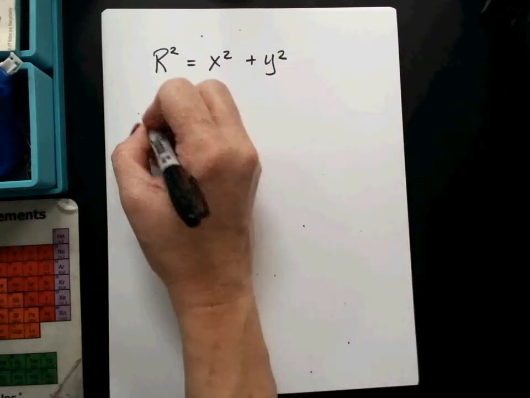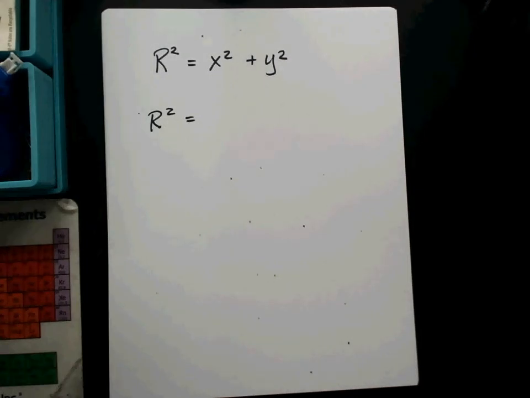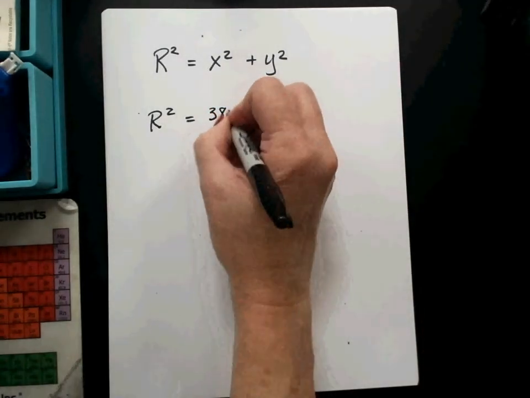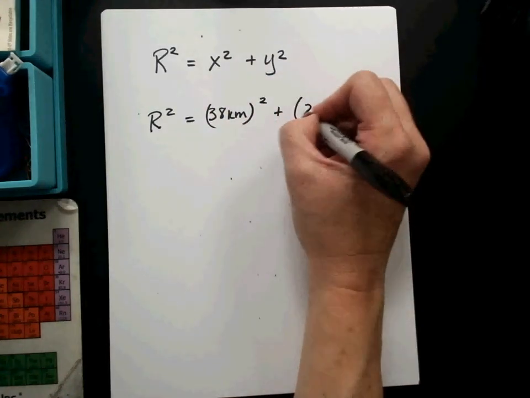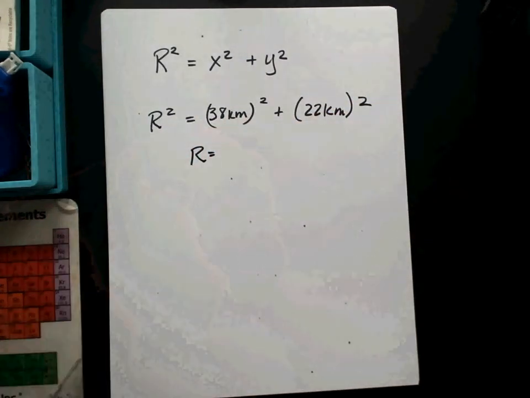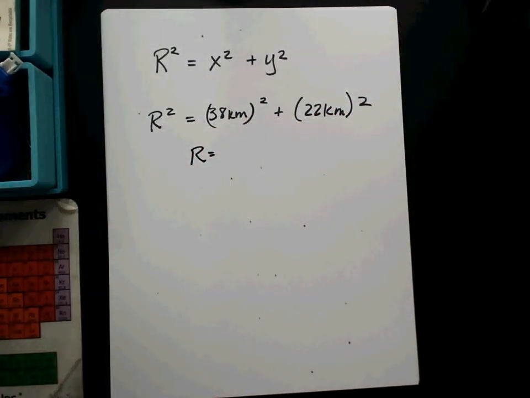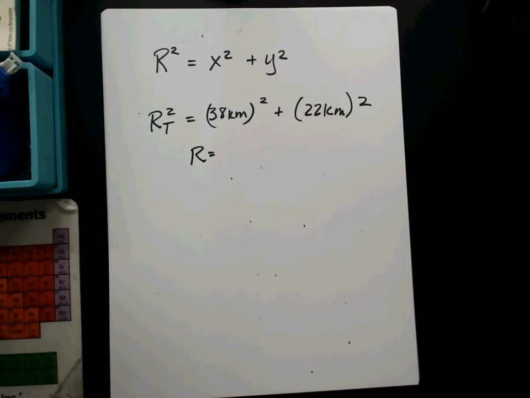R squared equals X squared plus Y squared. R squared equals, I can't forget, 8 squared. And this, technically, is our total. My total displacement. My total resultant displacement. So let's see what that is.